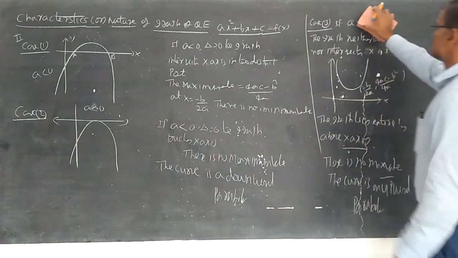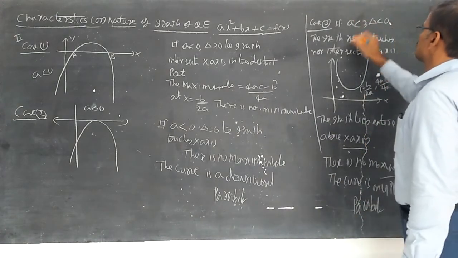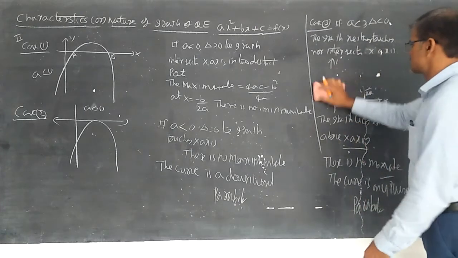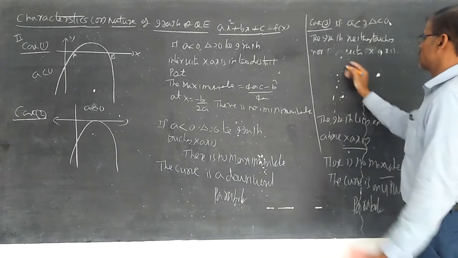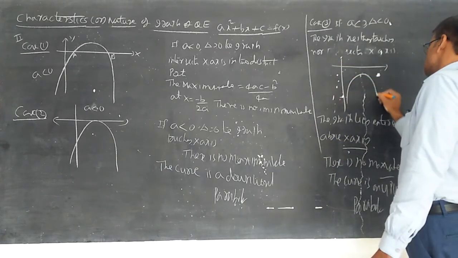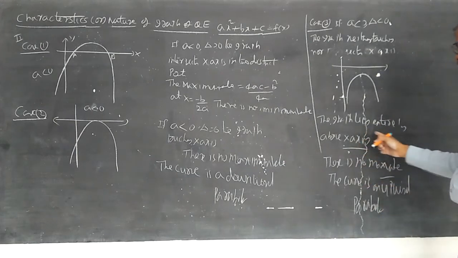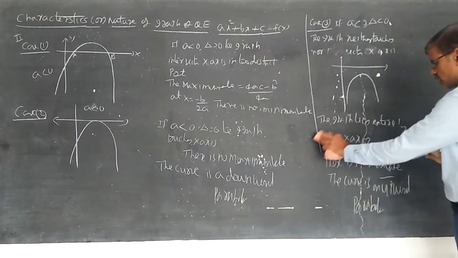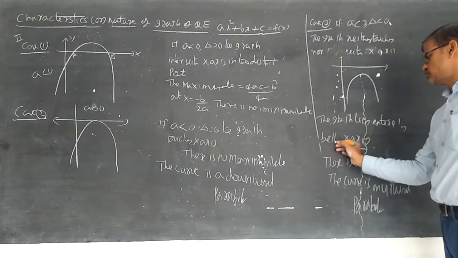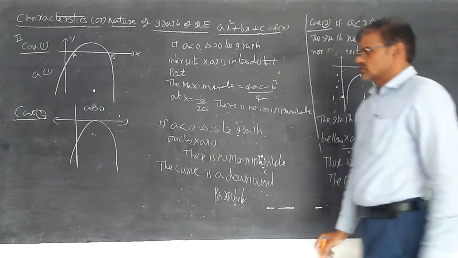And now case 3: a less than 0, delta less than 0. The graph neither touches nor intersects the x-axis, and the curve is a downward parabola. Draw like this. There is no question of intersection, there is no question of touching. The graph lies entirely below the x-axis.